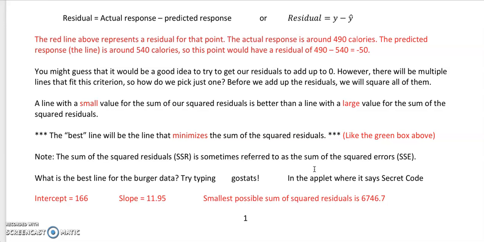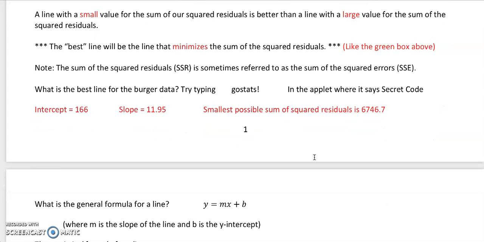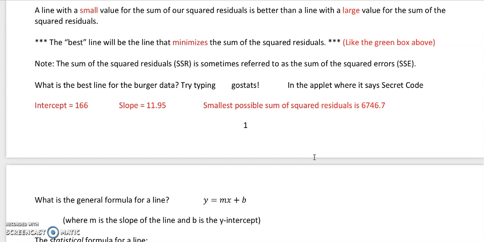All right? And coming up in the next video, we'll look at how to find that line and what it looks like. But for now, let's just talk about what a line looks like. So you've probably seen the general formula of a line from previous math classes. Y equals mx plus b. And m is the slope. So for that line, it would have been the 11.95. And b is the y-intercept.